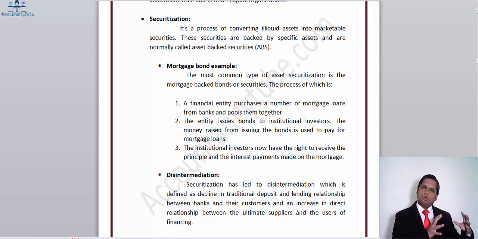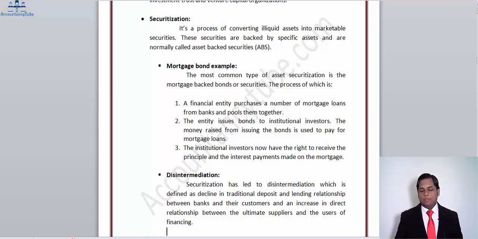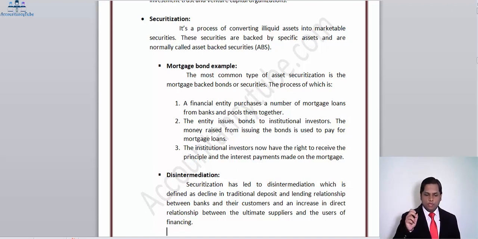to utilize in its expansion. That money is now not locked in. However, the liability of payment of principal and the interest rises over here, and obviously needs to be satisfied. So, repeating the definition again, it is the process of converting illiquid assets into marketable securities. These securities are backed by specific assets, which is why they are called asset-backed securities.